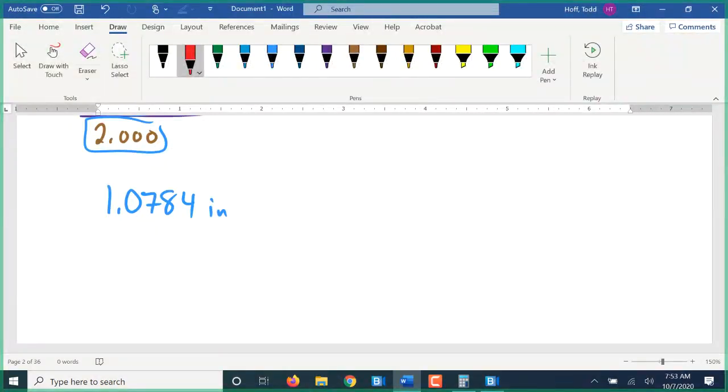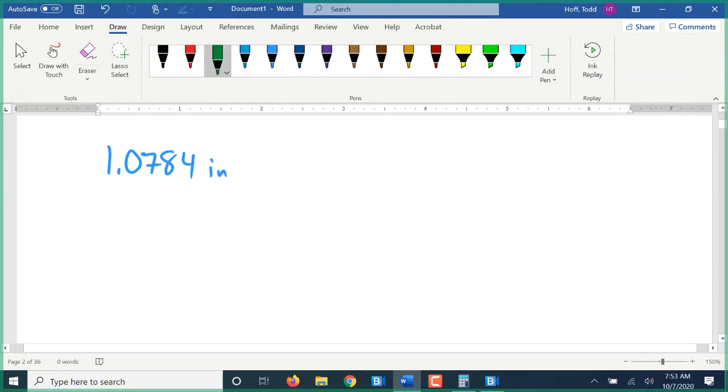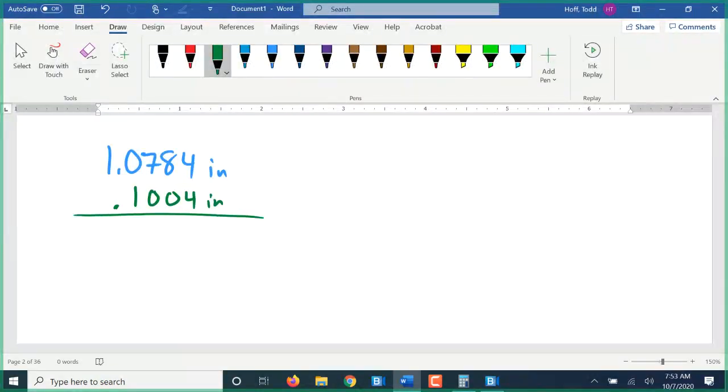So we'll start again with our 10,000th. The only one that has a 4 in that last digit is the 1004. We subtract that out, and we are left with 0.978 inches.